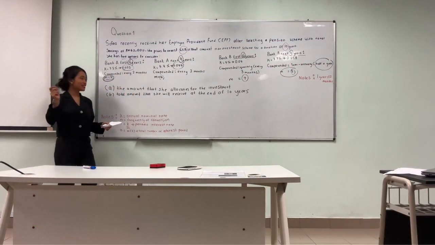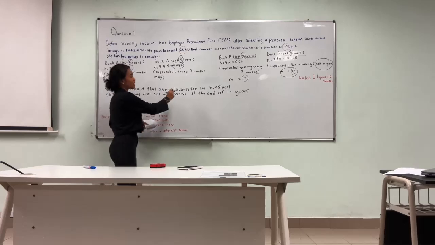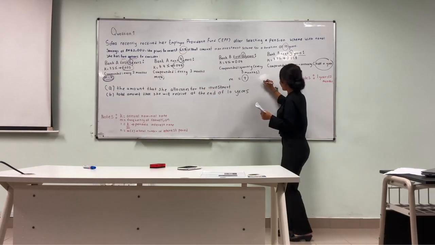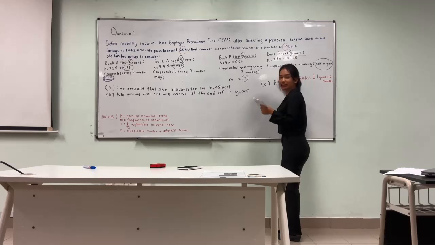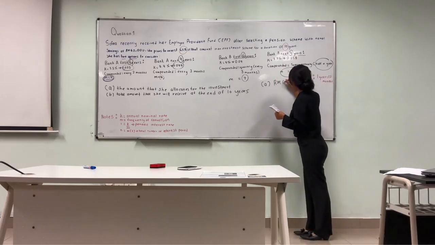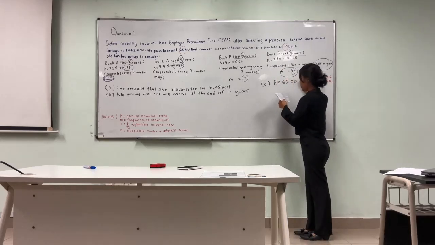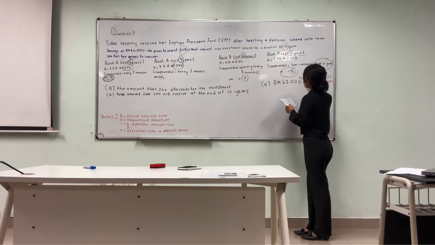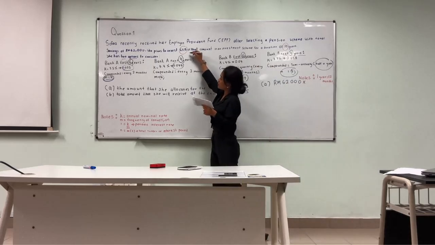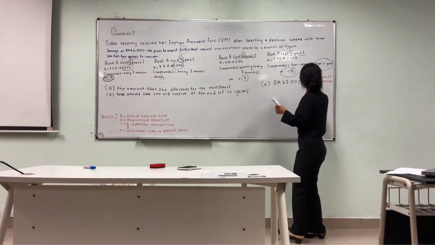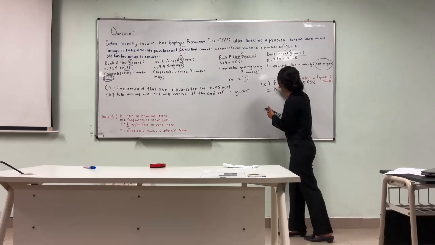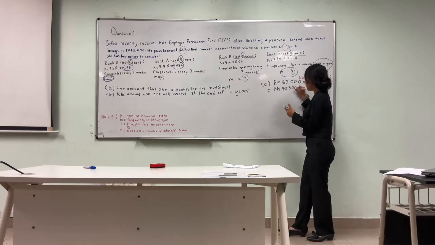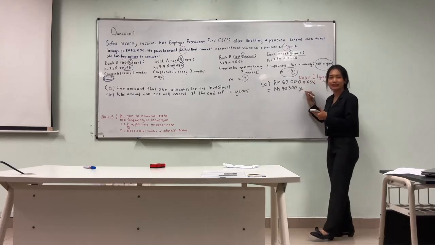The question is the amount that she allocates for the investment. RM, don't forget the RM. RM 62,000 times 65%, the amount is RM 40,300. So this is the final answer.